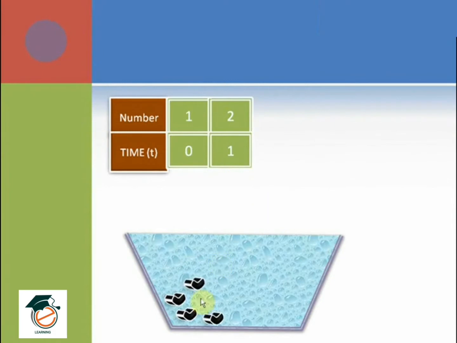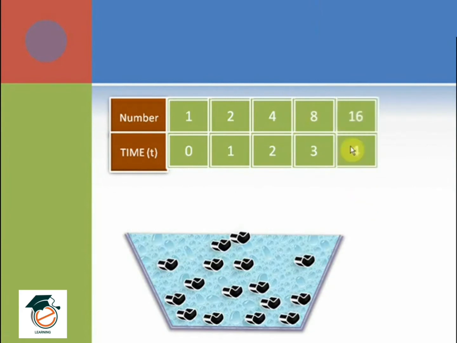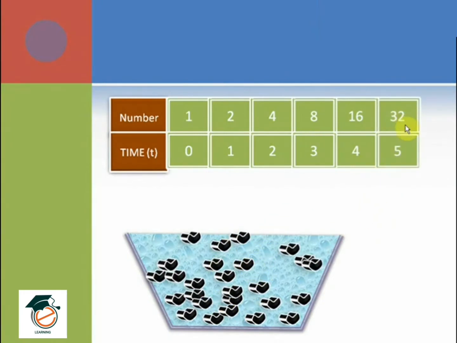In the next hour, we observe that the cells double again. That is, they become equal to 4. So, the number of cells would be equal to 4 at t equal to 2. Again, in the next hour, they become double of 4. That is 8 cells. So, in the trough, we have got 8 cells at t equal to 3 hours. In the next hour, again, they become double of 8. That is, the number of cells become 16 at t equal to 4. And again, in the next hour, we observe that they become double of 16. That is, the number of cells equal to 32 after t equal to 5 hours.